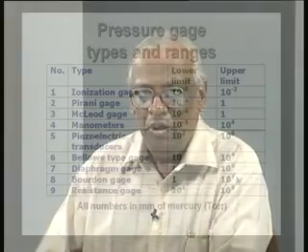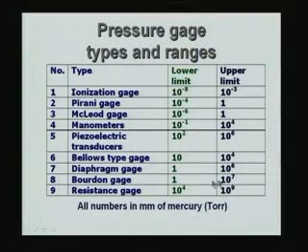Then we have the Bourdon gauge, which is very popular because it is very inexpensive, and it covers a very large range from a lower limit of 1 millimeter of mercury to about 10 to the power of 7 millimeters of mercury. We are now already talking about very high pressures, 10 to the power of 7 millimeters. If you remember, 760 millimeters is 1 atmosphere. So, if I take 10 to the power of 3 as roughly 1 atmosphere, this is 10 to the power of 4 atmospheres. So, already we are talking about very large pressures.